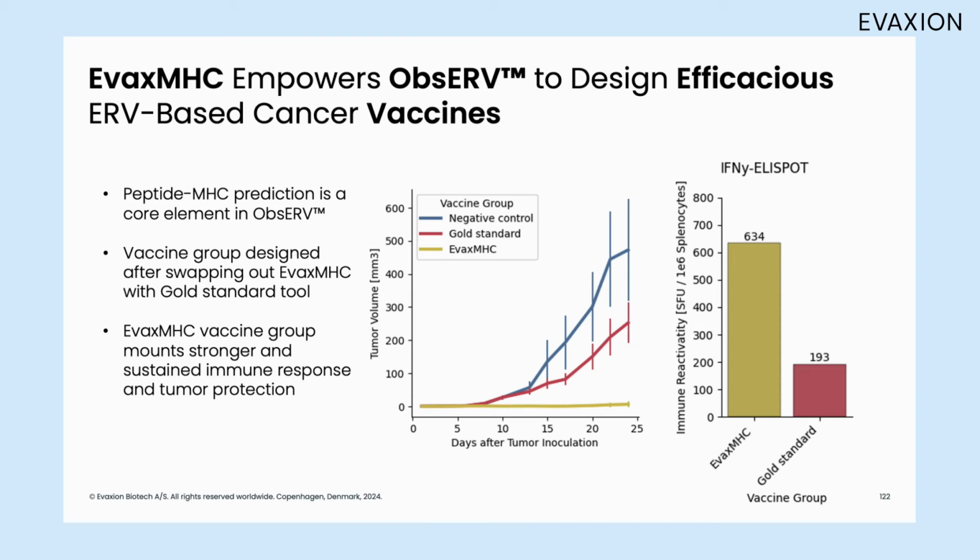We then also looked into the T-cell responses, and you can see here on the most right figure that the specific T-cell responses towards the Evaxion-4 group actually is 3 times stronger as compared to that of the gold standard group. So it really underscores the importance of having a good MHC prediction tool.